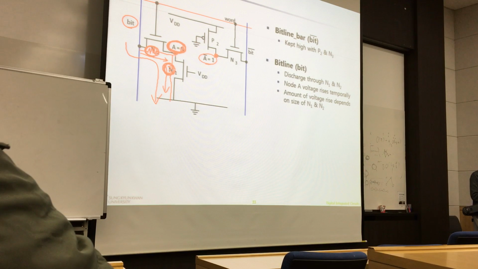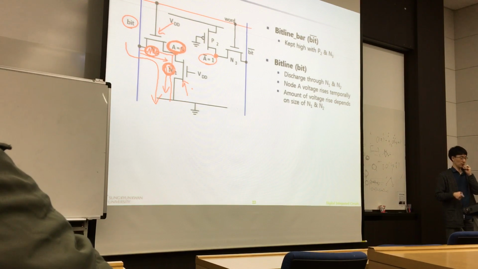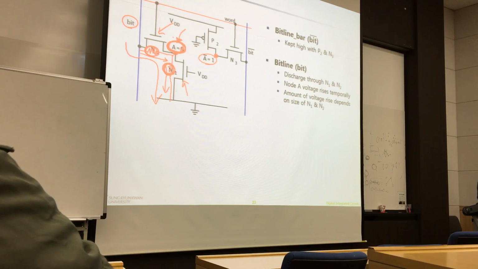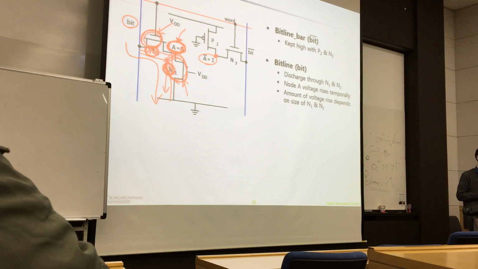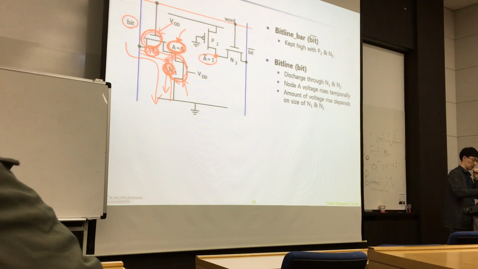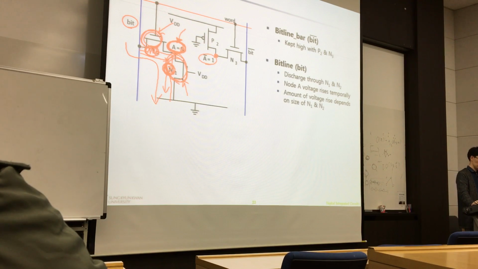So we have to think about what the sizing ratio of this NMOS and this NMOS should be, right? Because we want to minimize the voltage fluctuation on this node A, we want to make this NMOS on the lower side wider and the NMOS on this access transistor narrower, weaker, in other words. That will help you prevent read upset, right?